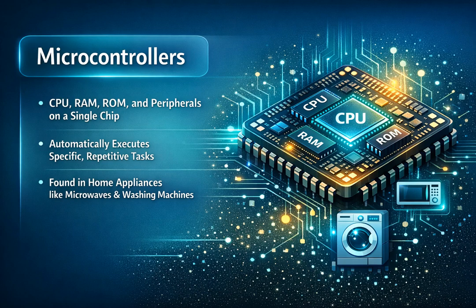You will also hear about microcontrollers. Unlike a microprocessor that just holds a CPU, a microcontroller also embeds RAM, ROM, and peripherals all onto one small chip. These are perfect for repetitive, specific tasks like running your washing machine or microwave.